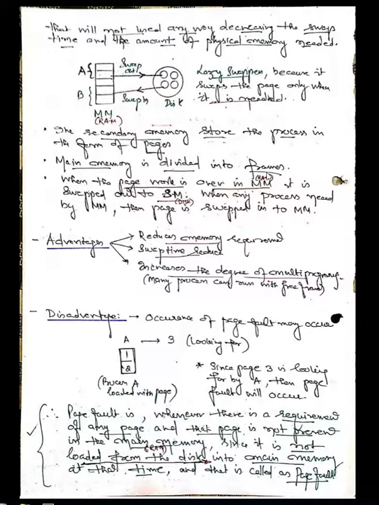Main memory is divided into frames, which was also conveyed earlier. When the page's work is over in the main memory, it is swapped out to secondary memory. When any process is needed by main memory, the page is swapped in, and after the work it is returned back. What is the advantage? It reduces the memory requirement, swap time is reduced, and it increases the degree of multi-programming. So many processes can be run without any memory issues. The disadvantage is that a page fault occurs.